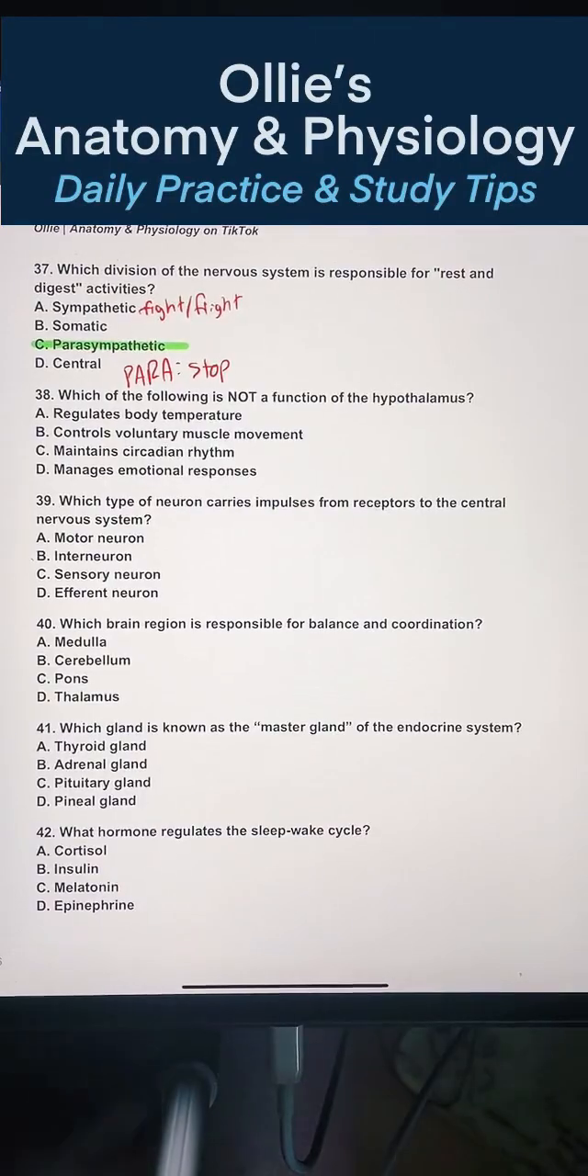Number 38. Which of the following is not a function of the hypothalamus? Which of the following is not a function of the hypothalamus?